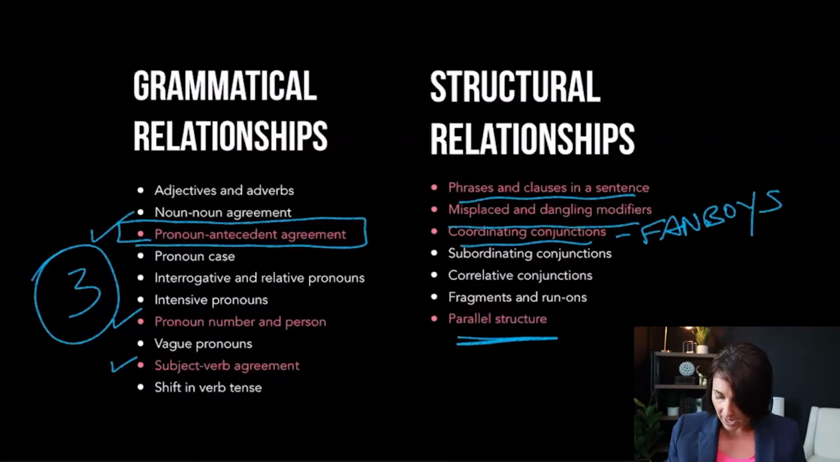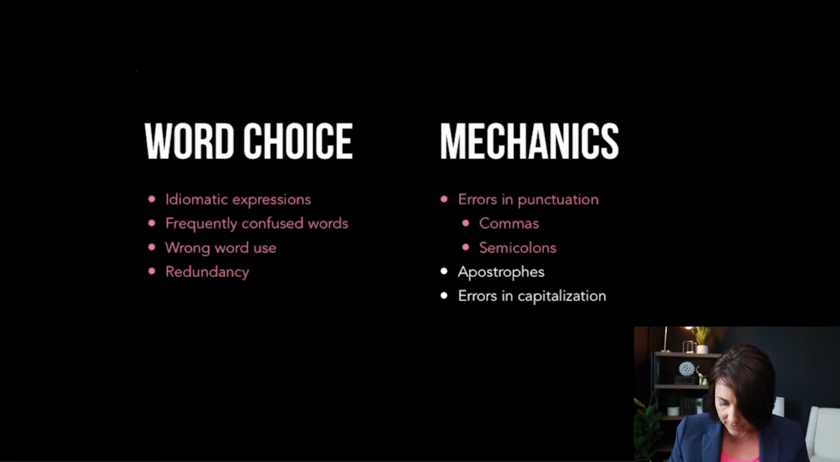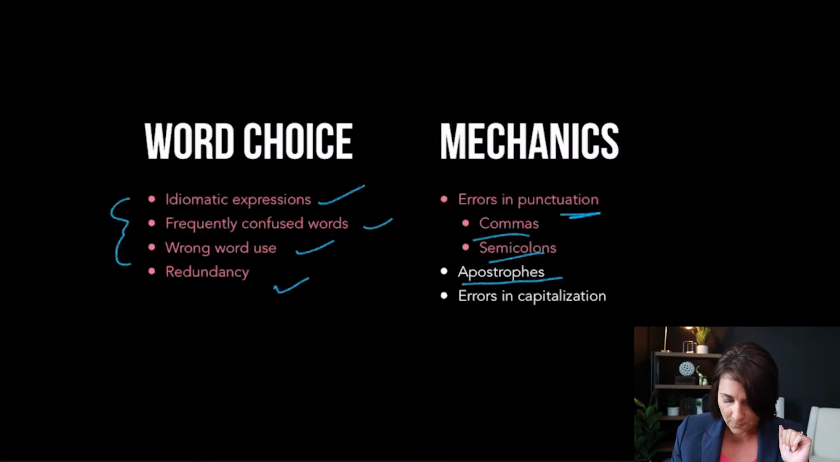Now, all of these bullets are part of the test specifications. Today in our presentation, we're just going to talk about these 3 on this side and these 4 on this side. We're also going to talk about word choice, all 4 of these here. We're going to talk about idiomatic expressions, frequently confused words, wrong word choice, and redundancy. Those are pretty easy to spot. And we're also going to talk about punctuation, commas, semicolons, though you will be assessed on those. And I actually forgot to highlight this in pink, but we will have an apostrophe one as well. And so those are the things that we're going to cover today. They're all kind of mixed into different questions. So let's get right into the questions so you can see what I'm talking about here.